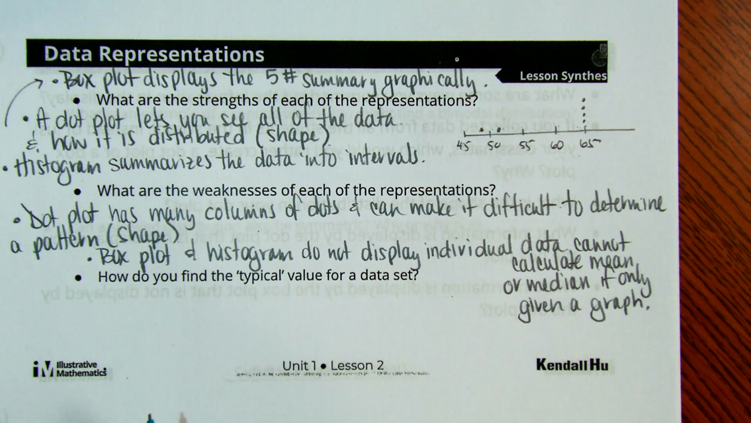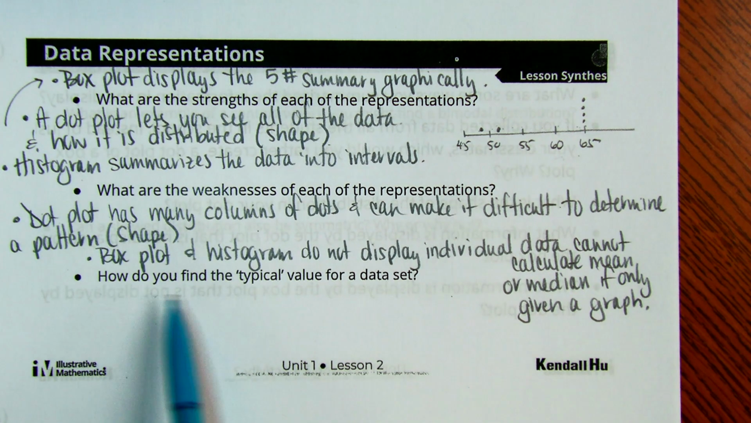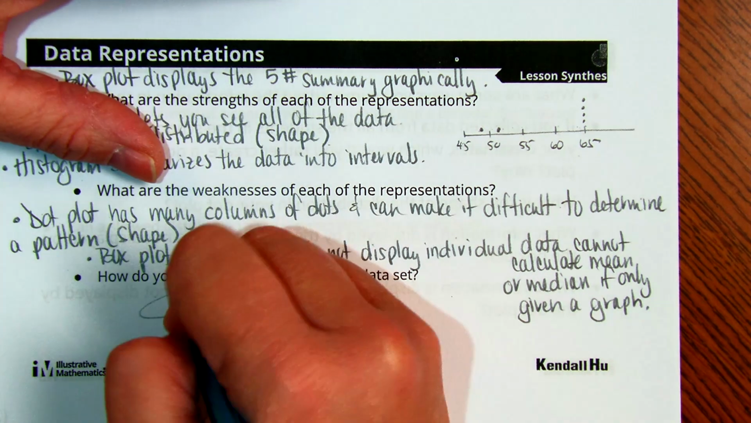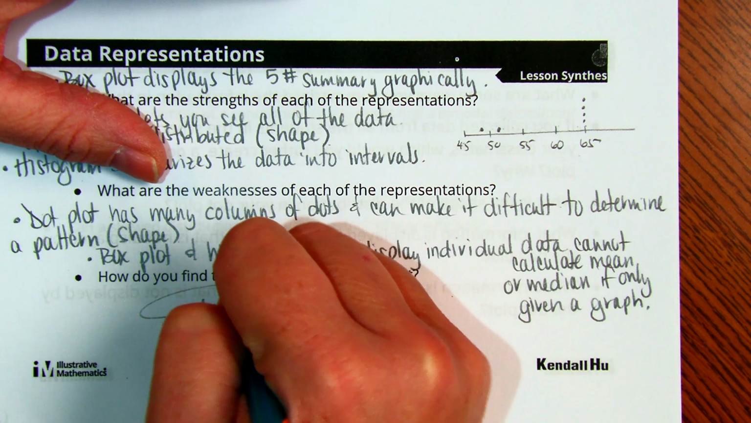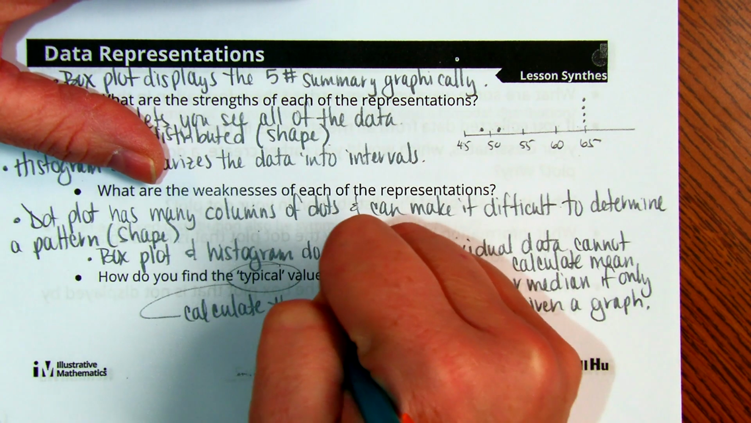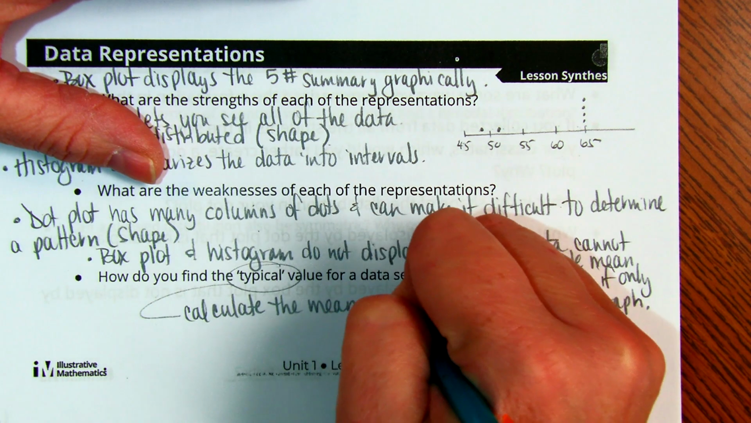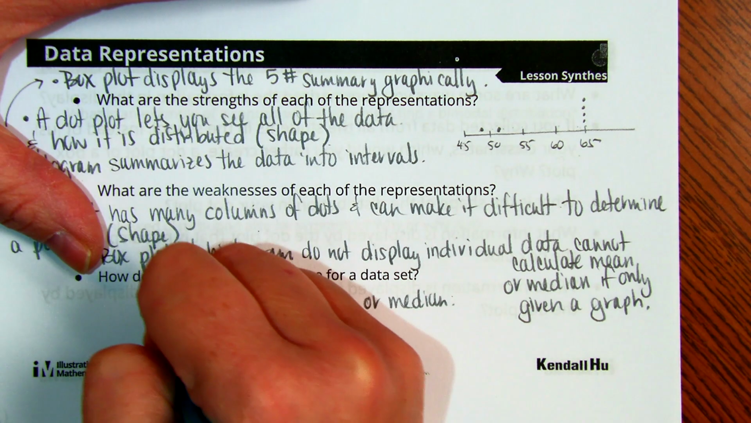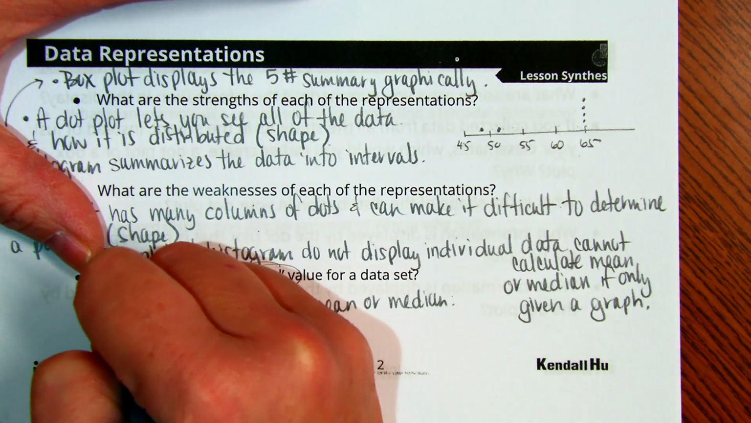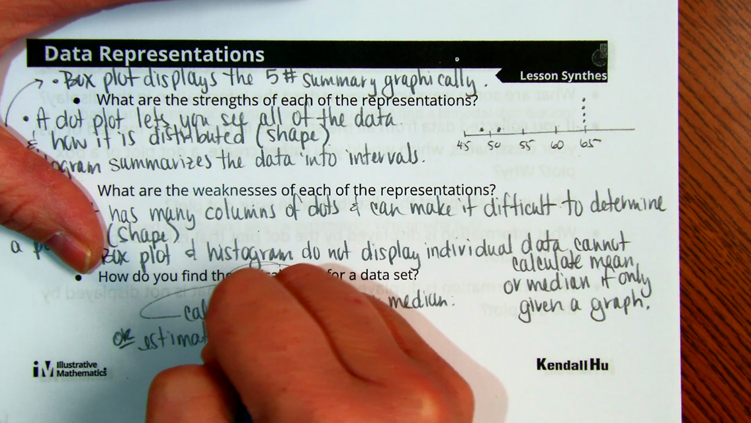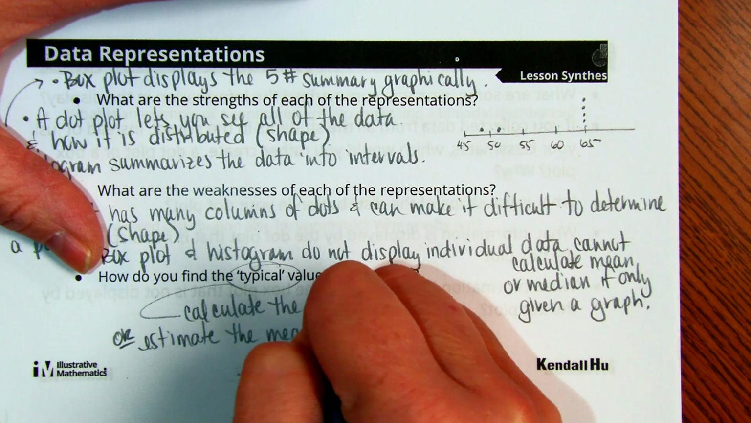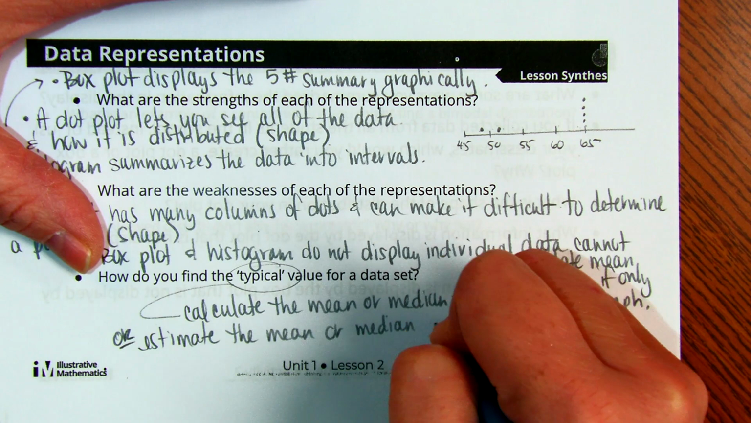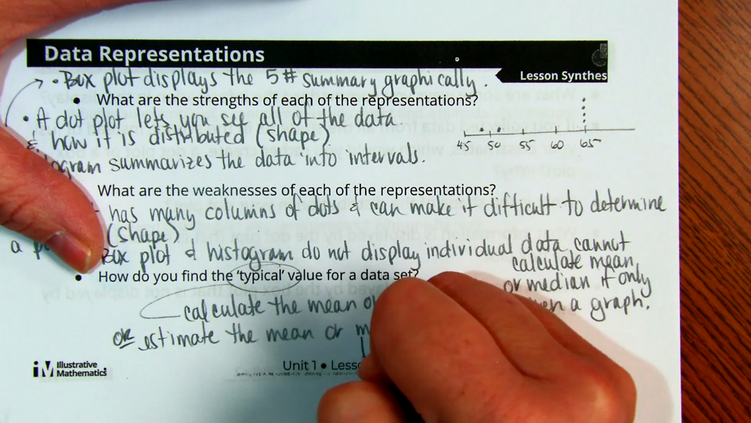And then finally is, how do you find the typical value for a data set? If you see the word typical, you can calculate the mean or the median. Or you can estimate the mean or median from the graphs.